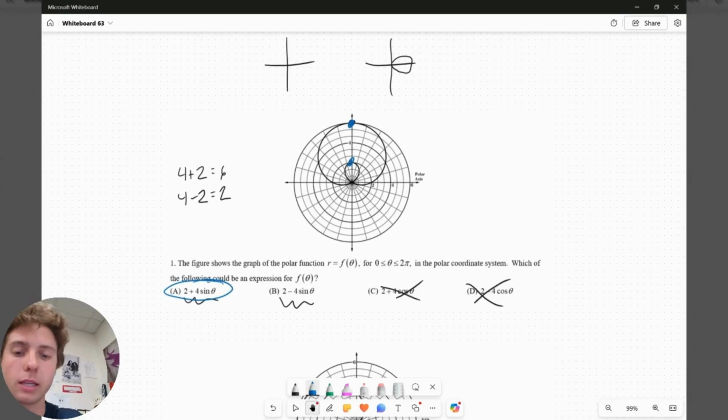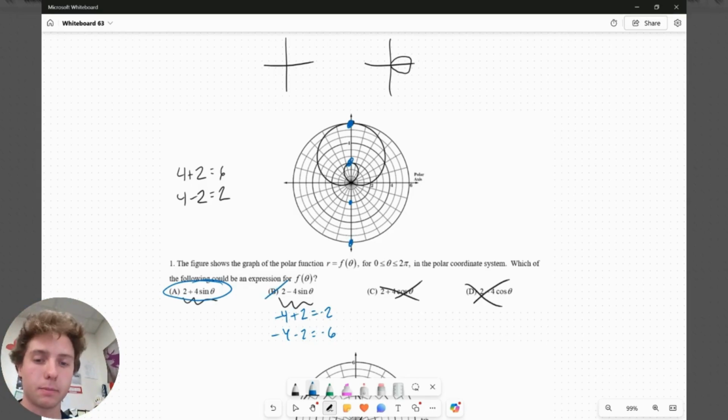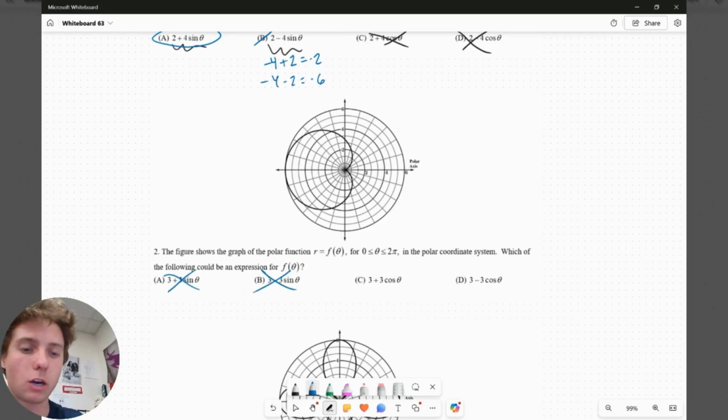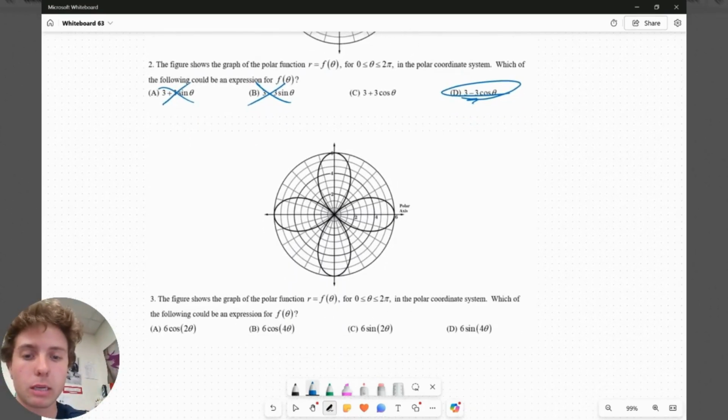You could double check the y-intercepts with the other one, -4 plus 2, -4 minus 2. Notice those are both negative. That would be the case if this function opened downwards instead. That negative tells us it would be down and not up. Number 2, same sort of idea. It is on the x-axis now, so we know it must be cosine. I do see the negative part moving the graph from the positive side to the negative side, and I have an answer.